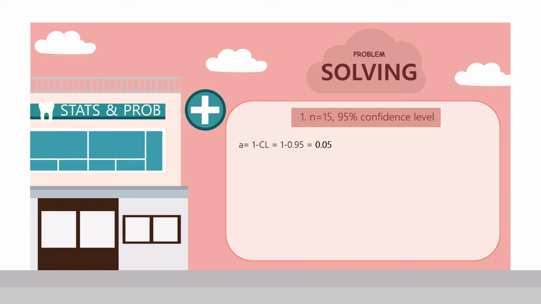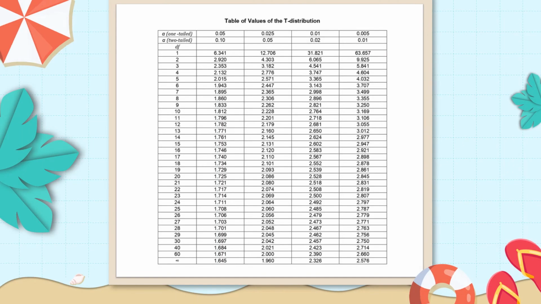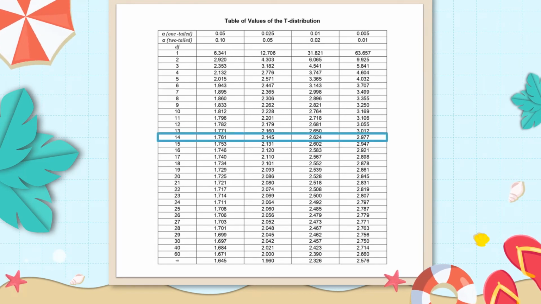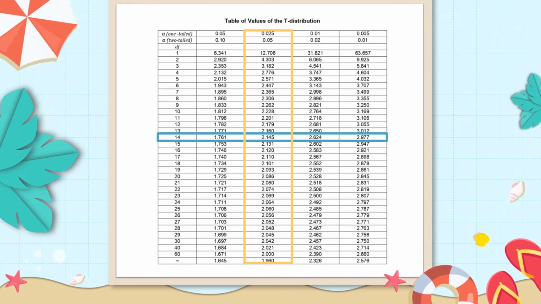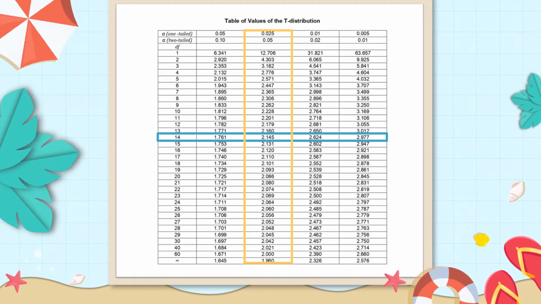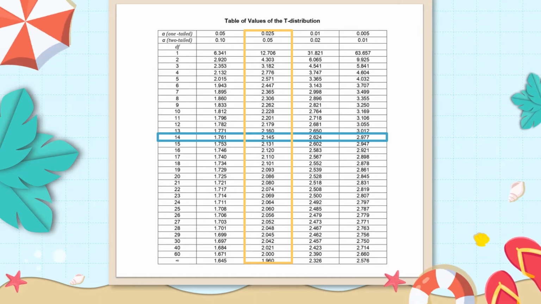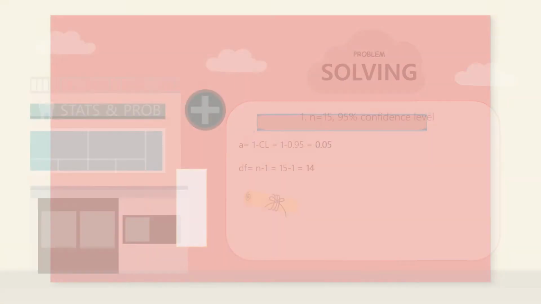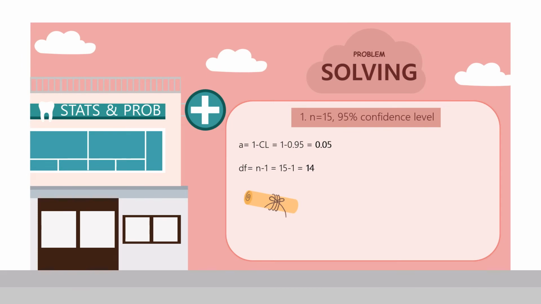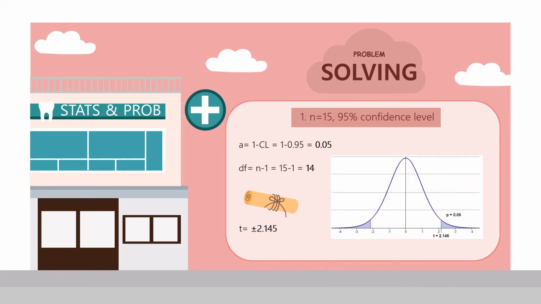Then, find the degree of freedom using its formula. So 15 minus 1 is equal to 14. Now, locate the intersection of the degree of freedom, the alpha error, and the tail distribution. So, the intersected value in the table is positive and negative 2.145 since it is 2-tailed. Now, illustrate the critical values in the standard normal curve. Find the positive 2.145 and create a line here. And negative 2.145 here serves as the left and right boundaries.